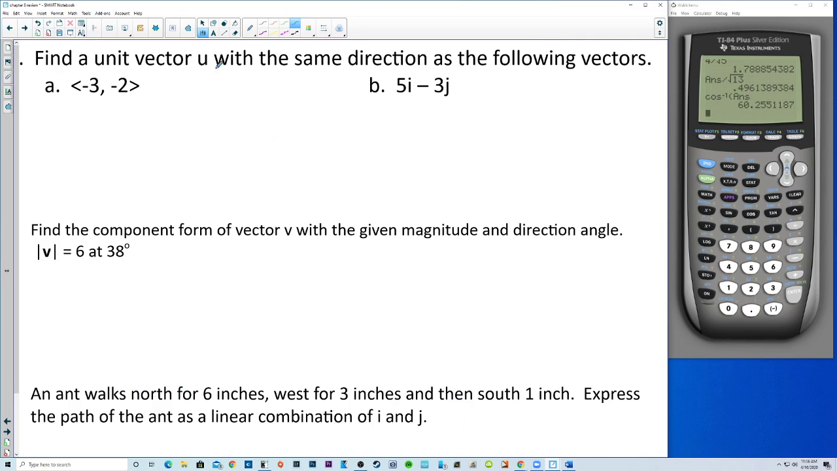Find a unit vector u with the same direction as the following vectors. So we just have to divide each of these by the magnitude. So the magnitude is the square root of 9 plus 4, square root of 13. So negative 3 over square root of 13 and negative 2 over square root of 13.